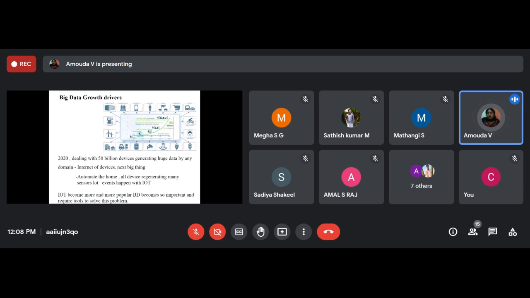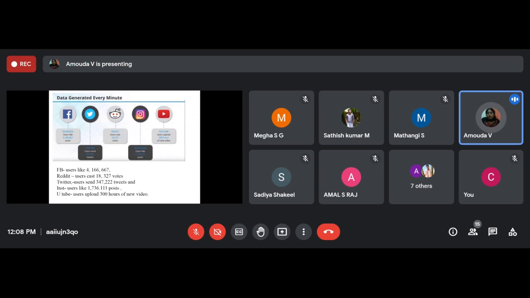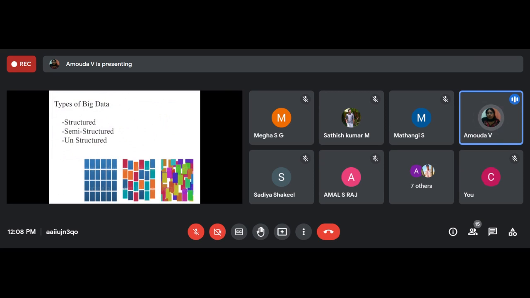Then, as I told you already, this is the feature. The big data growth drivers are IoT, automation, and so on. And this is the statistics. As I told you, we can define the types of big data as structured, semi-structured, and unstructured. Structured is relational database management.